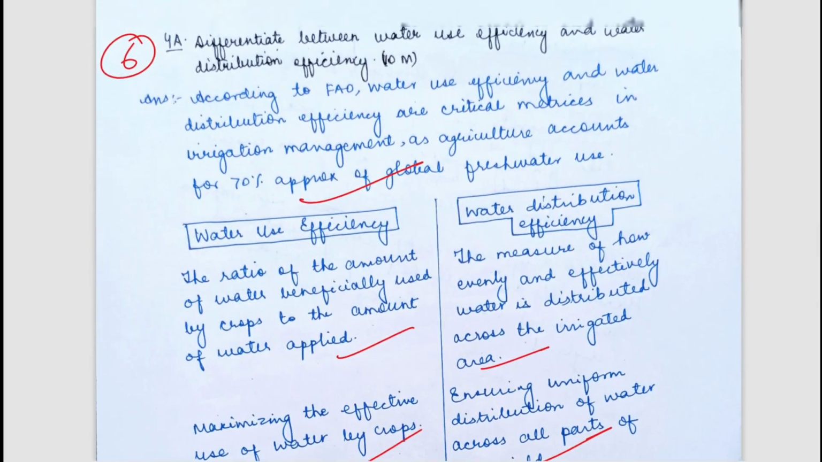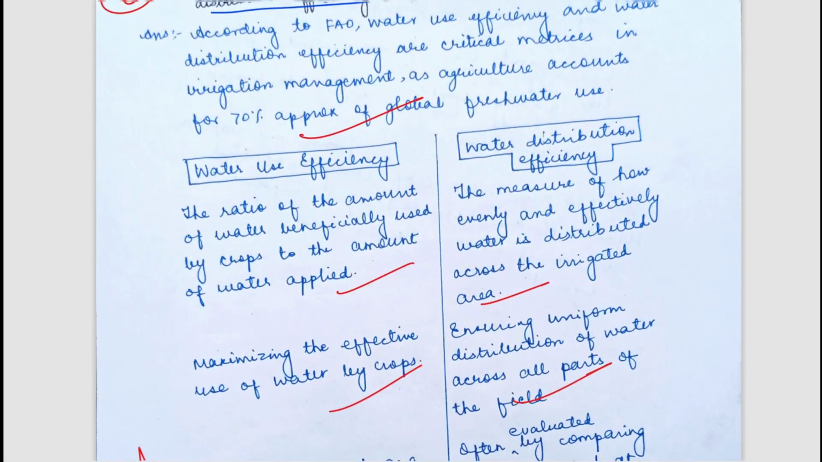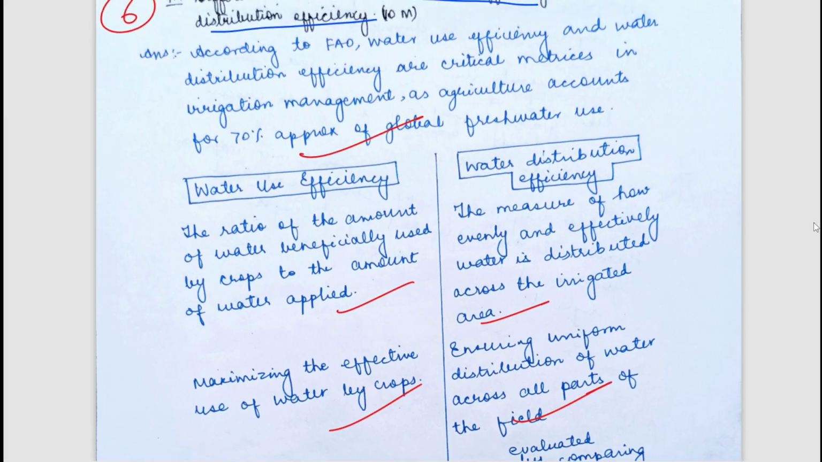Now the next question was, differentiate between water use efficiency and water distribution efficiency. So what is water use efficiency? The ratio of the amount of water beneficially used by the crops to the amount of water applied. Suppose we have applied 100 tons of water and the crop has used 60% of it, then the water use efficiency is 60%.